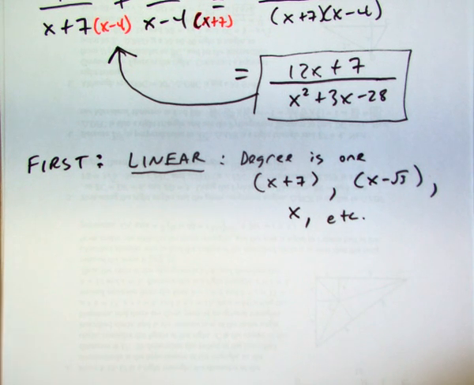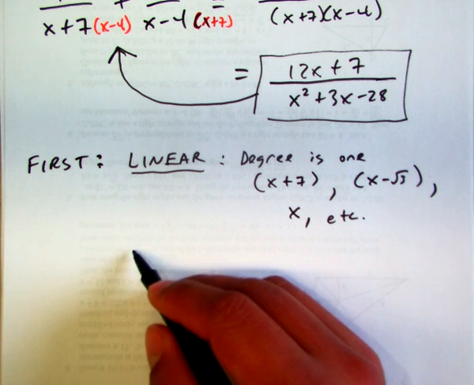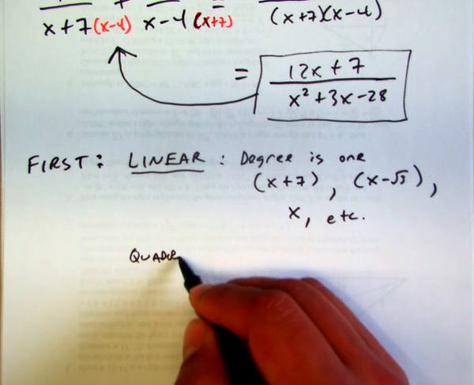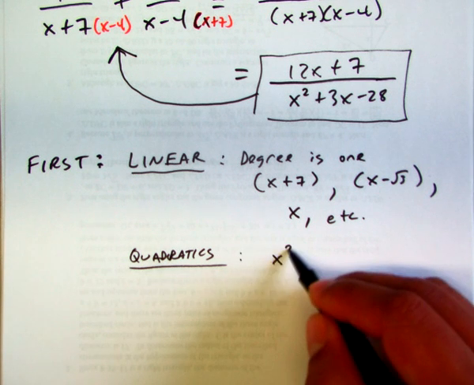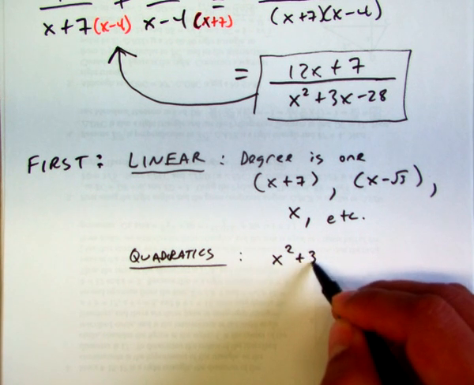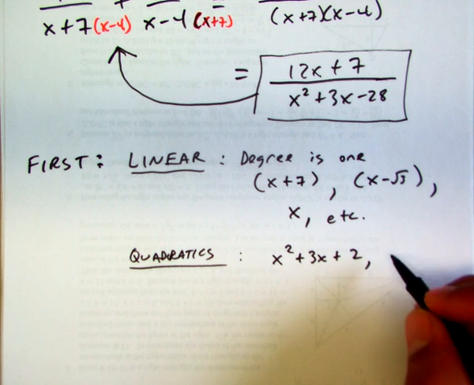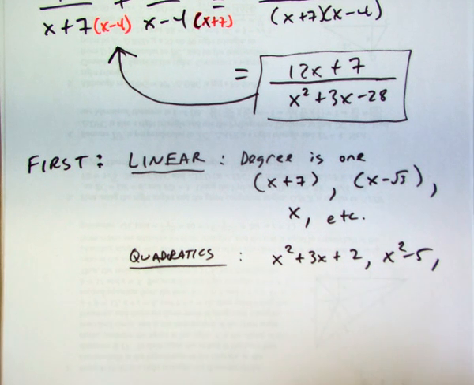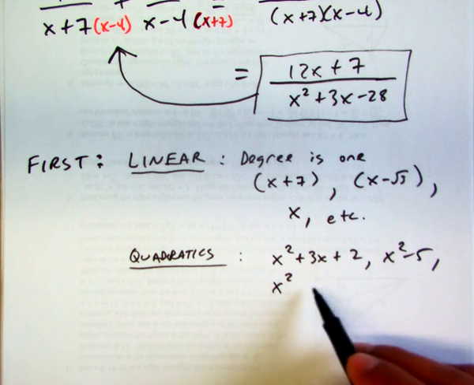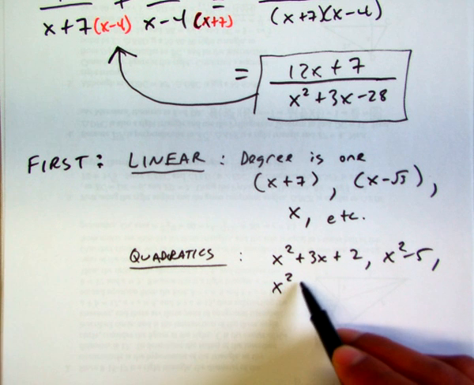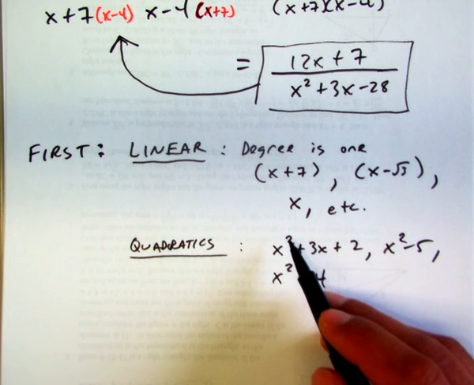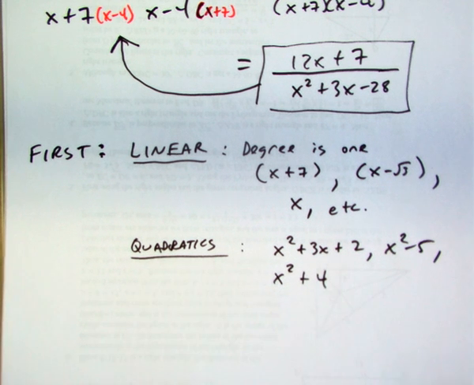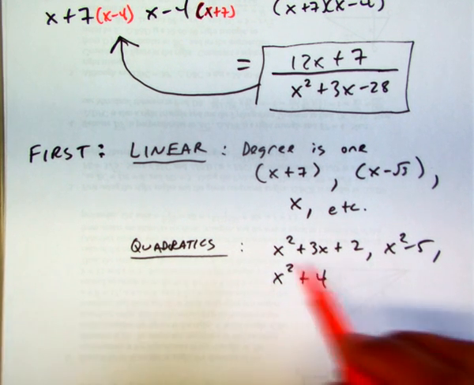Now, we know what quadratics look like. We have x squared plus 3x plus 2, x squared minus 5, x squared plus 4. These are all quadratic because the highest exponent is 2. So here's where this is going to get a little bit tricky, but once you see this, I think it'll help you going forward.